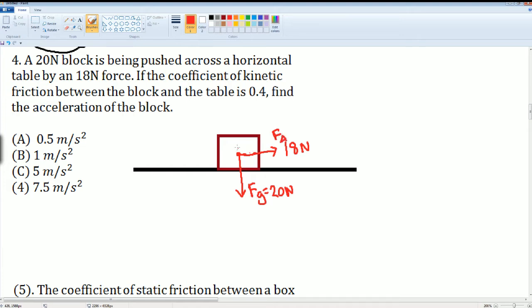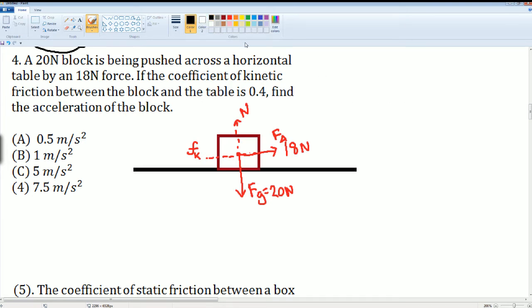There is a force normal, and there is a force of friction. And it moves, right? So again, if you want to be stingy, you can put force of friction kinetic because the object is moving. Okay, so they're asking to find the acceleration of the block.